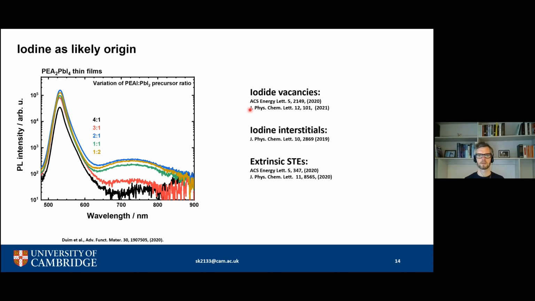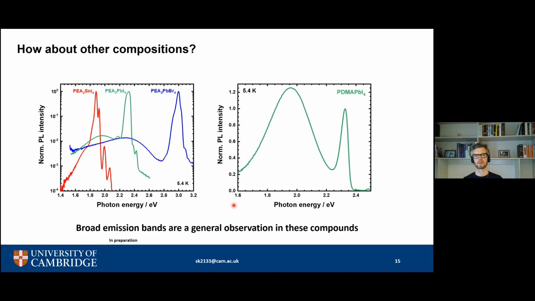Other works in the field came to similar conclusions at that time. So iodine vacancies have been proposed. There was also a previous report that proposed iodine interstitials. There were also, however, some reports that claimed we might be looking at so-called extrinsic self-trapped excitons. It's a bit of a longer story what this really means, but there is a difference generally to defect states. Just to keep you open-minded, we nonetheless think it's due to the halide defects, and we actually looked at other systems afterwards.